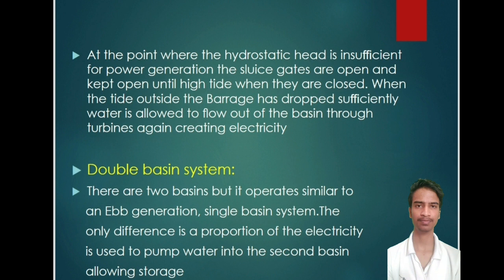Double basin system. In the double basin system there are two basins, but the operation is similar to the ebb generation single basin system. The only difference is that a proportion of the electricity generated is used for pumping the water into the second basin, allowing storage.